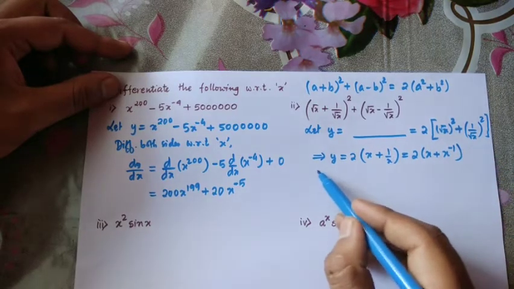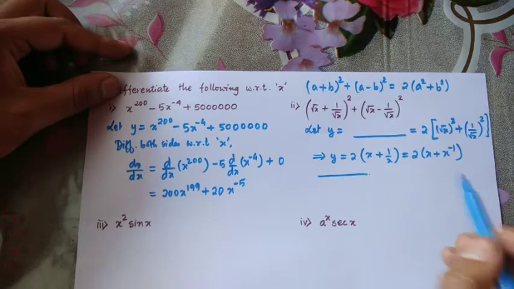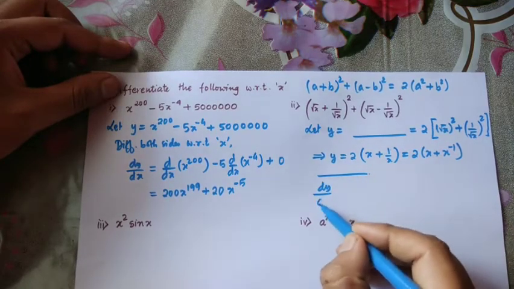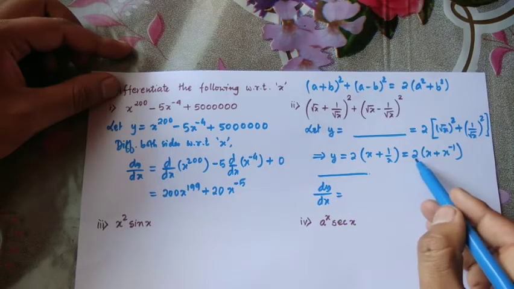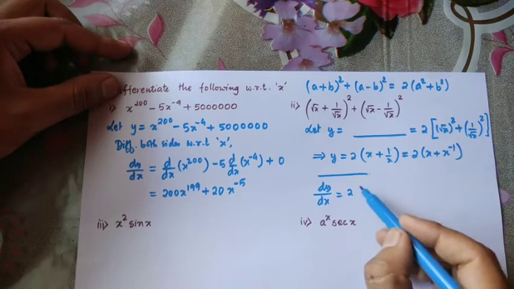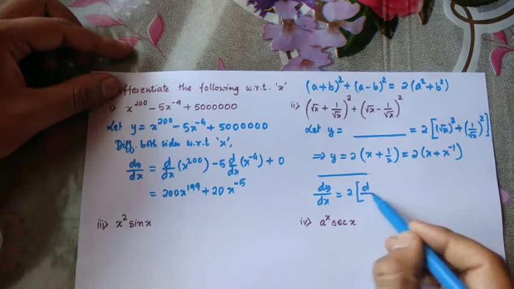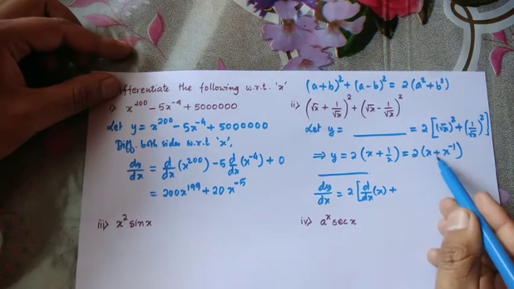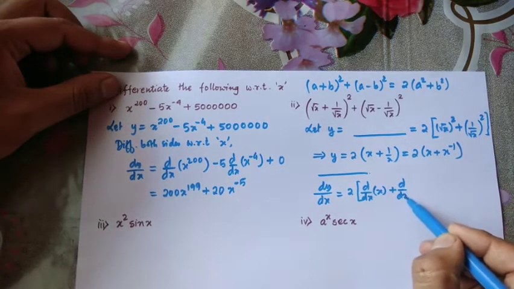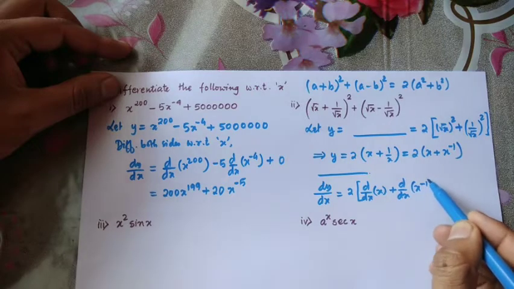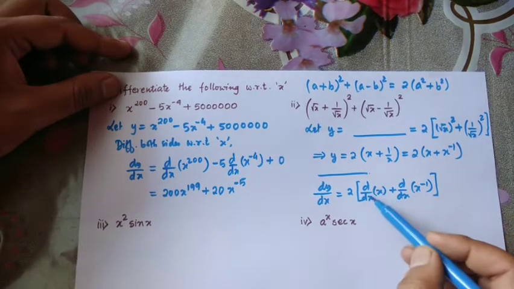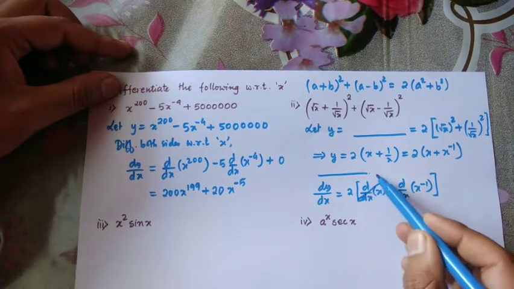Again you will write differentiating both sides with respect to x. Then if you write that, you have dy by dx equals, now let me take the 2 outside. So we have d by dx of x plus d by dx of x to the power minus 1. Is that clear? Now differentiation of x is how much? 1.